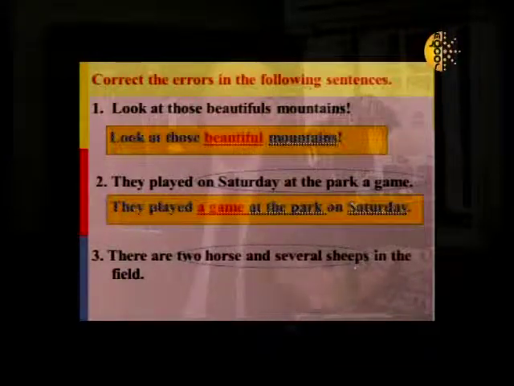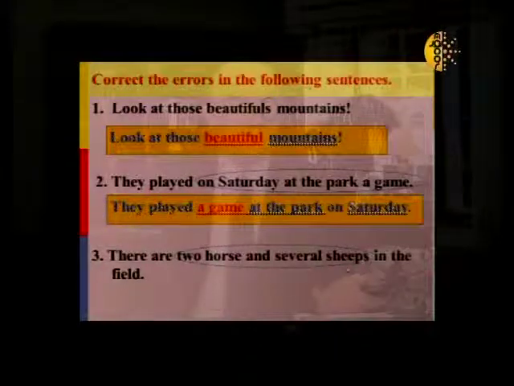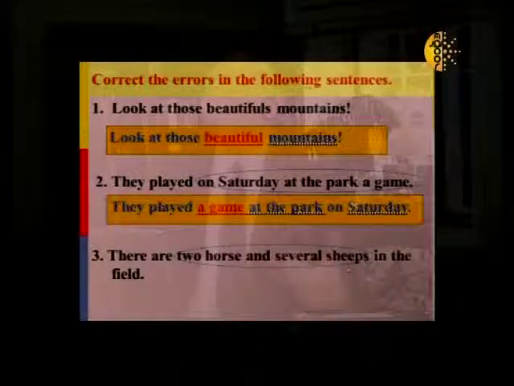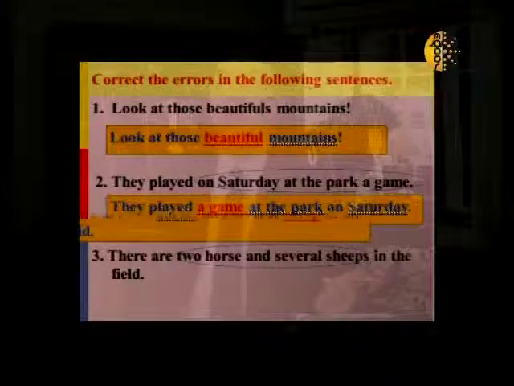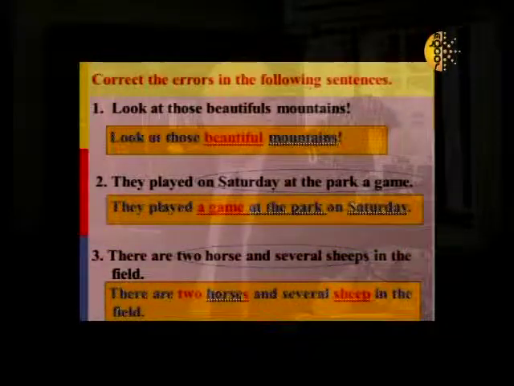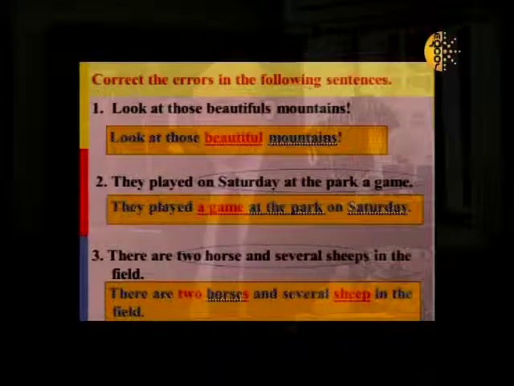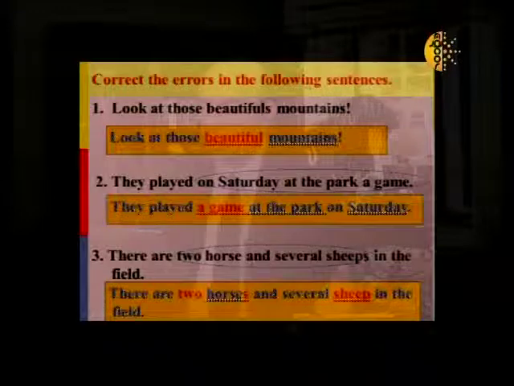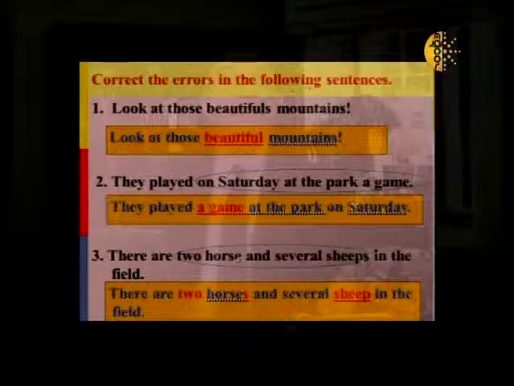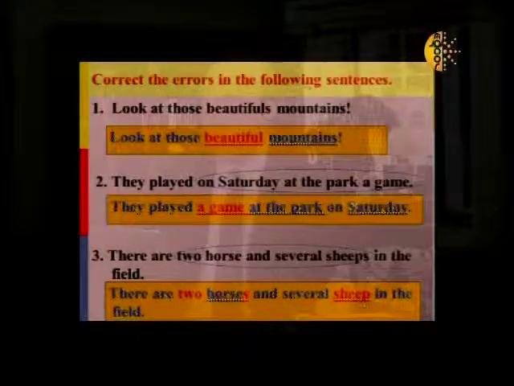So 1 sheep, 2 sheep. You cannot make it sheeps. That's not correct English. It's an exception to the rule. So the correct answer is this. There are 2 horses and several sheep in the field. So the S that I used with sheep should go with what? With horses, because horse does have plural form and sheep doesn't.